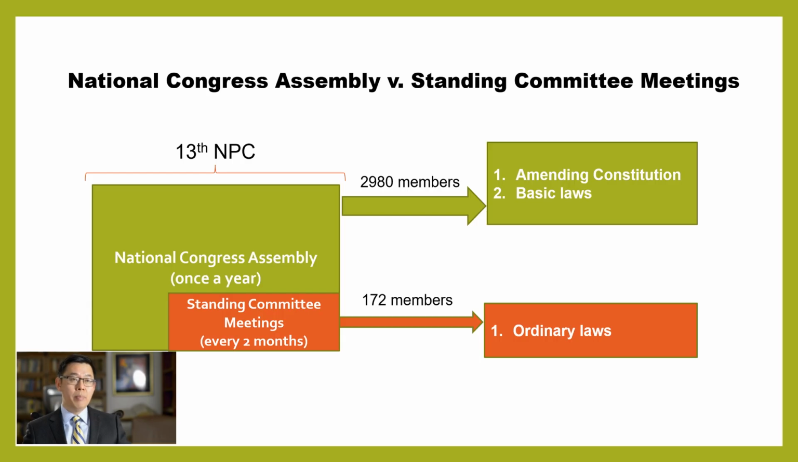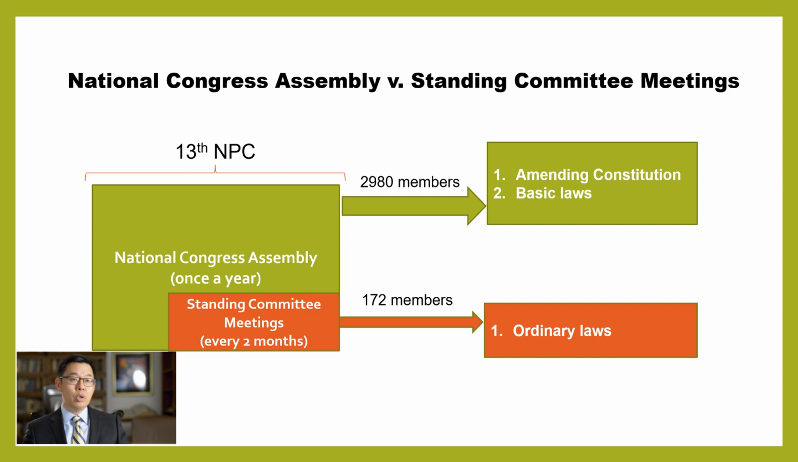To make a legislative proposal become a law, different levels of laws must follow different rules and procedures. In this video, I will use the laws made by the National Congress and its Standing Committee to explain the lawmaking process, because it is the most important and the representative one to help you understand the lawmaking process in China's political system. Let's take a look at the meeting structure of China's National Congress.